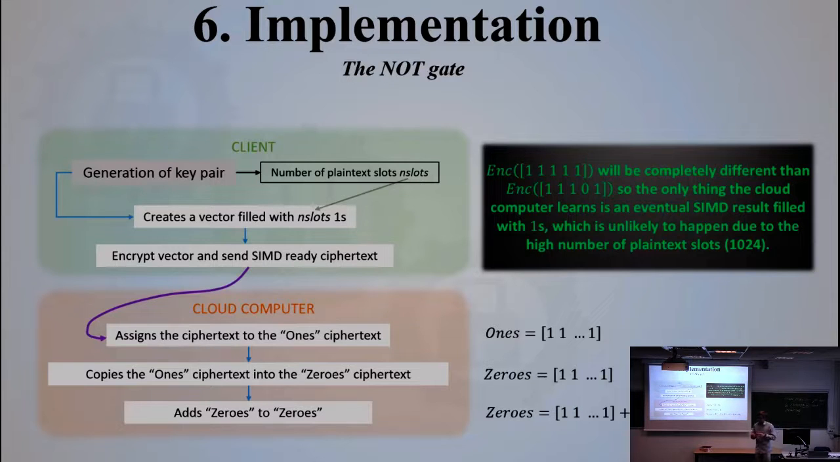a vector can usually be like 1024 slots in the vector. So this is quite huge, and the only thing the computer learns is an eventual SIMD result filled with only 1s, which is unlikely to happen due to the high number of slots.